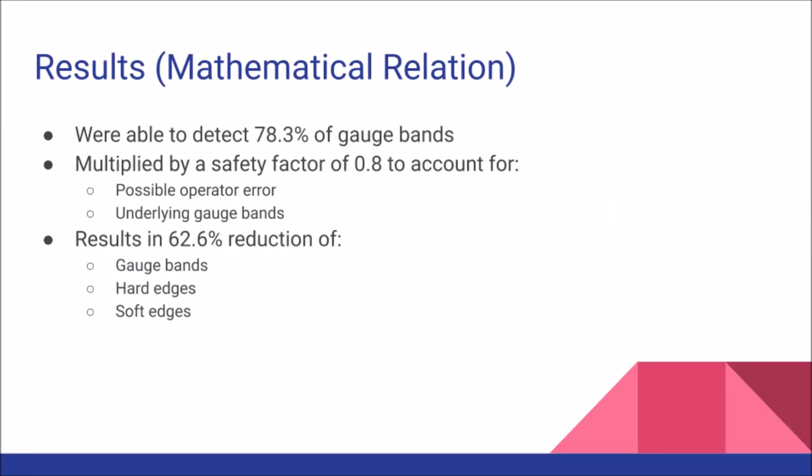We were able to get our mathematical relation to detect 78.3% of the gauge bands that we had gauge band location data for. We then multiplied this 78.3% by a safety factor of 0.8 to account for any possible operator error or underlying gauge bands. This resulted in a 62.6% reduction of gauge bands, hard edges, and soft edges.